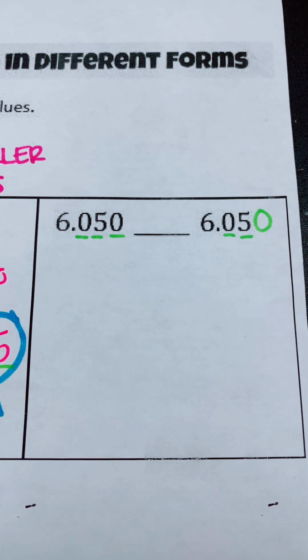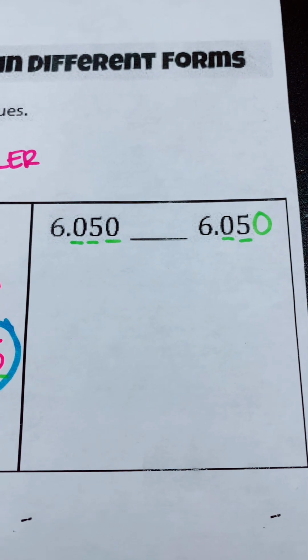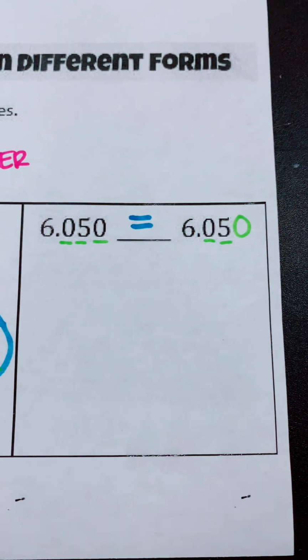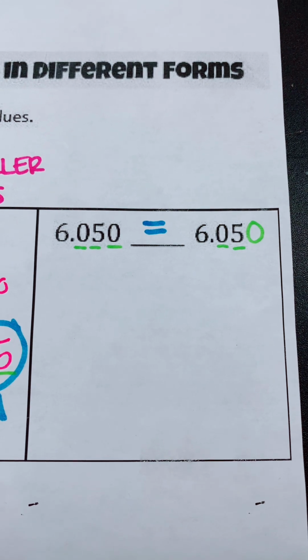Looking at them, every single digit, including the decimal point, is exactly the same. That means 6.050 is equal to 6.05.